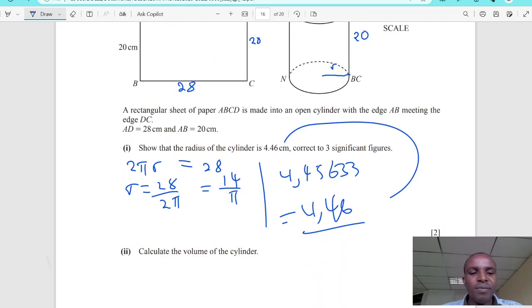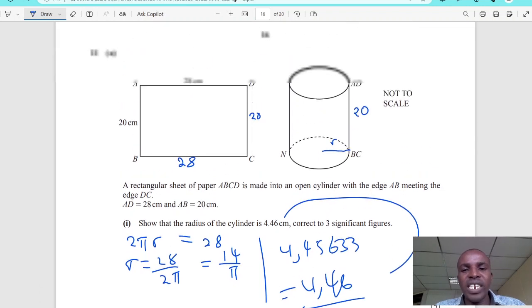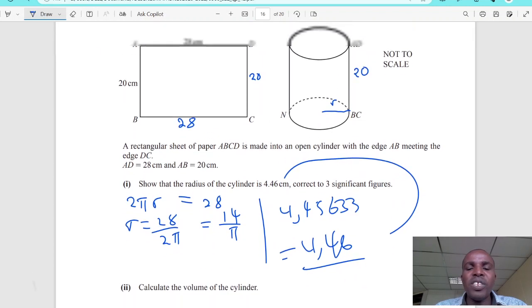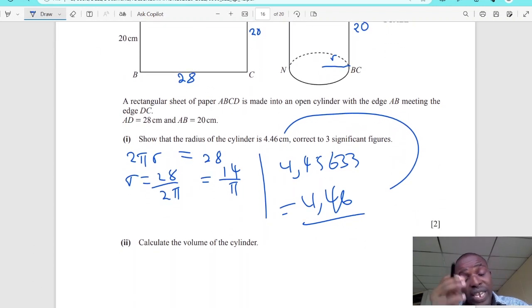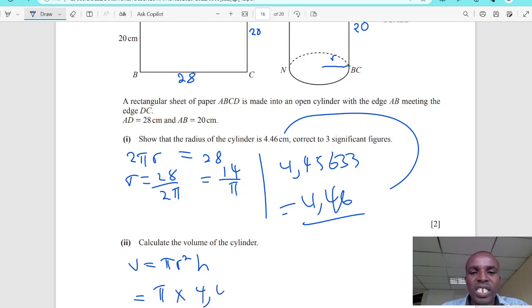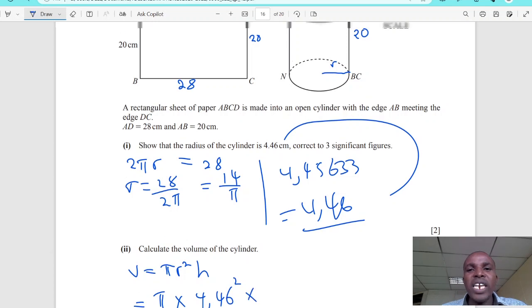Done. Next, calculate the volume of the cylinder. Volume is cross-sectional area times height. The base, or cross section, of the cylinder is a circle, which means the area of a circle, pi r squared, times height. Height is 20. So volume is pi times radius, we have it here, 4.46 squared times height. Height is what? It is 20.